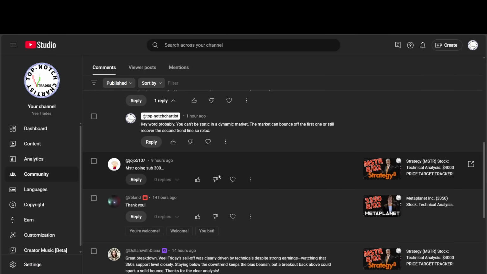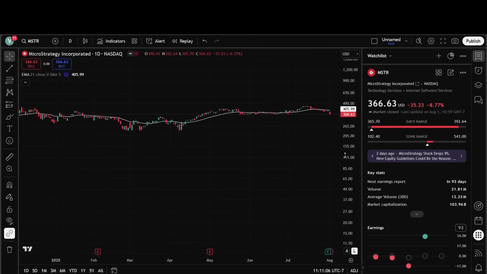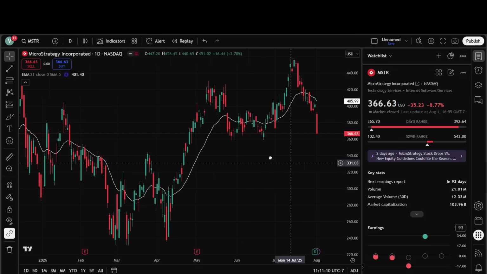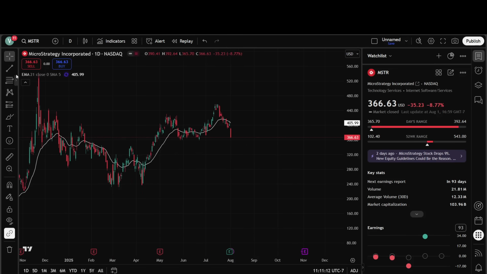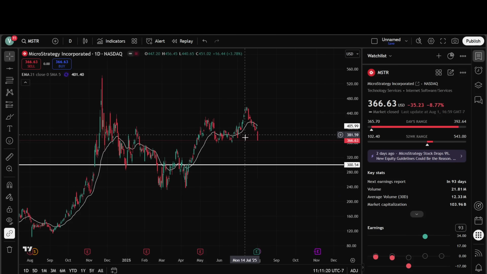MSTR going to sub 300, possibly. Let's take a look at that. Can it get there? Anything is possible in the market. Let's take a look at the daily chart, regular scale. So 300 would be, let's put a horizontal line at 300, right about here. So can it get there? Yeah, if we significantly break that 360 level, there's not a lot of support from there till about, I would say, the 320s, and then 300 is not that far away.